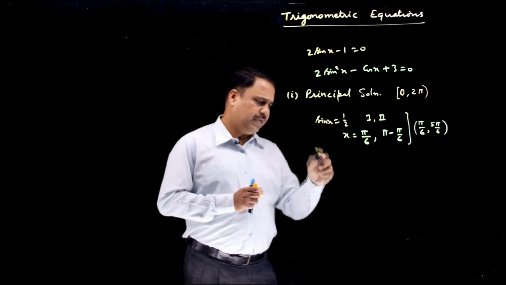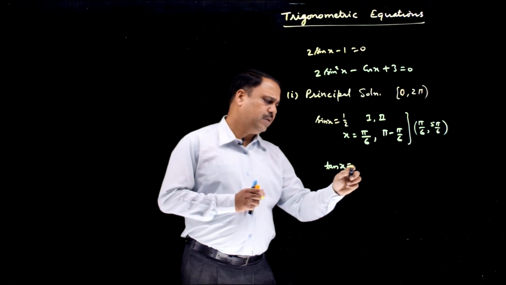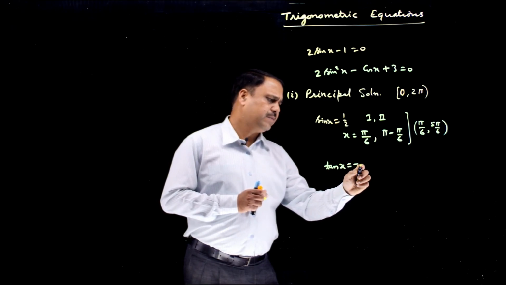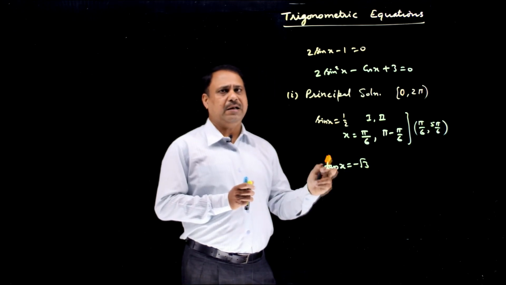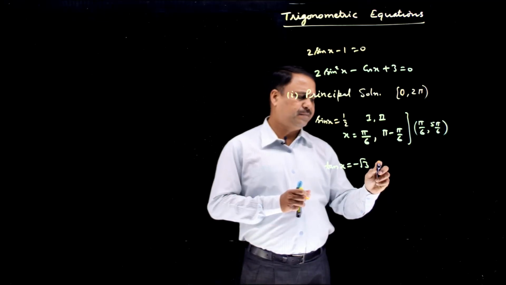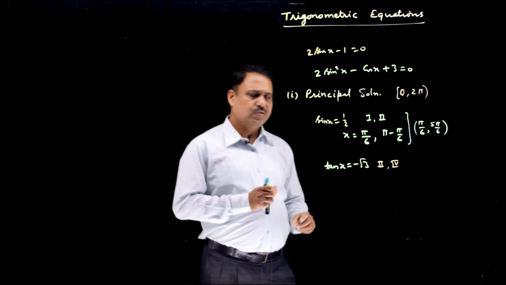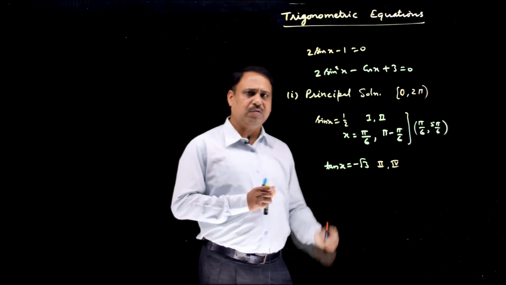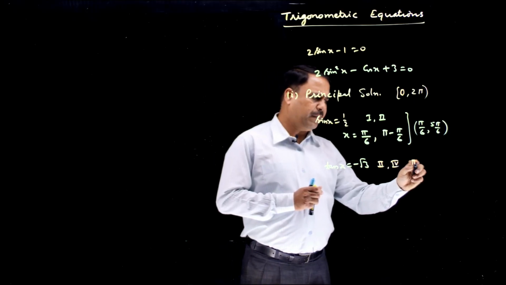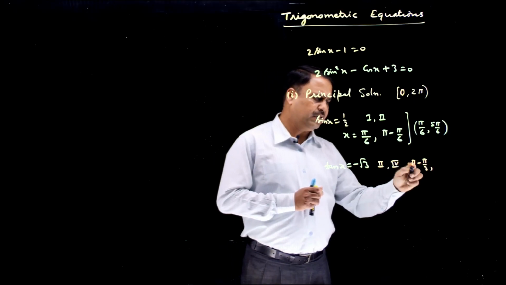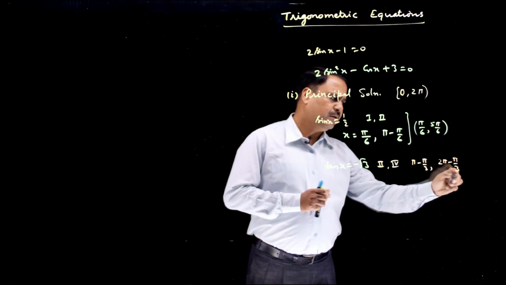Next, suppose you have tan x is equal to minus under root 3. So tan theta is negative in second quadrant and fourth quadrant. So what is the basic angle here? Tan theta is equal to under root 3, 60 degree, pi by 3. So in second quadrant it will be pi minus pi by 3, and in fourth quadrant it will be 2 pi minus pi by 3.